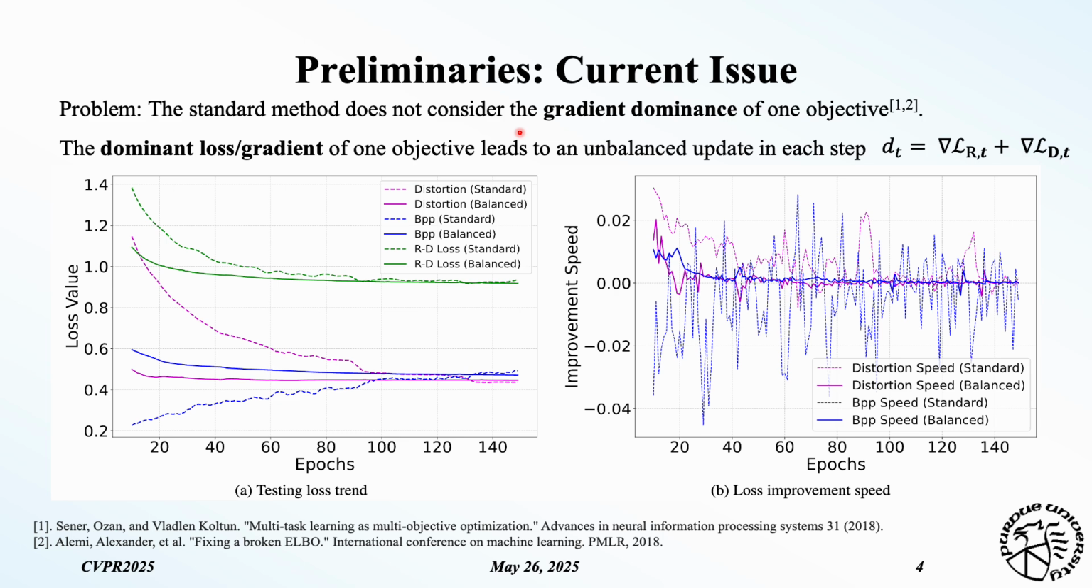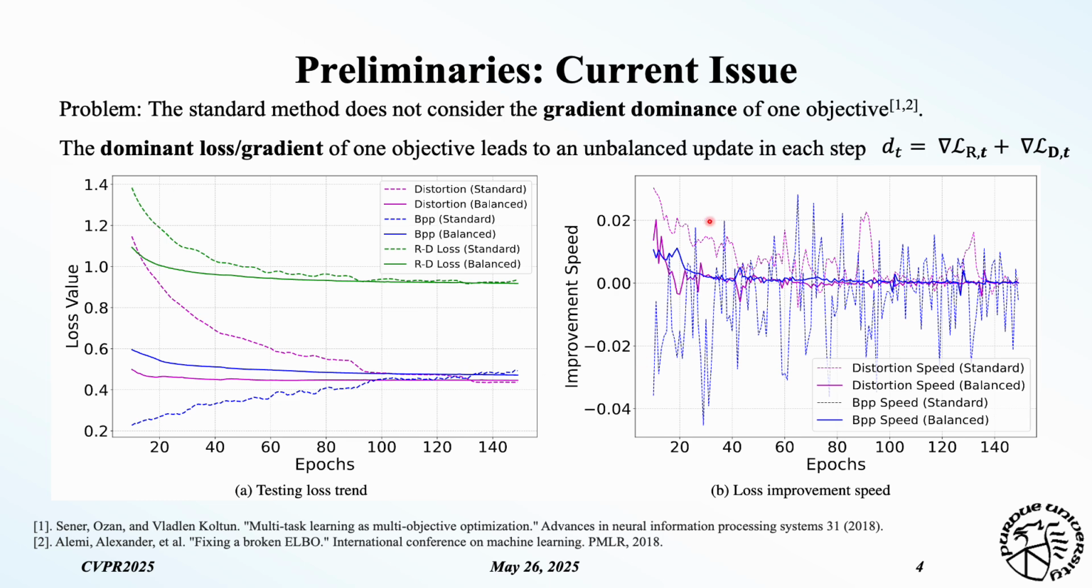To illustrate this issue, I'm showing two comparisons. In plot A on the left, we see the testing loss trends for both the standard RD optimization, dashed lines, and our proposed balanced RD optimization, solid lines. The balanced method achieves smoother and more stable improvements in both distortion and BPP.